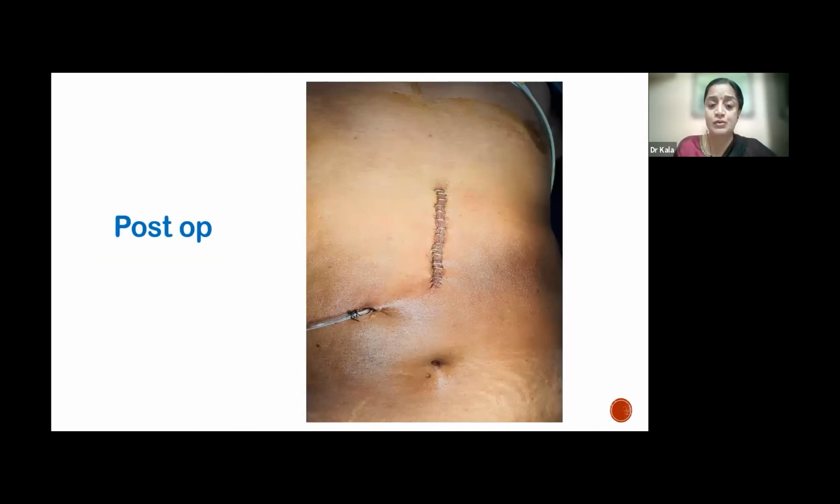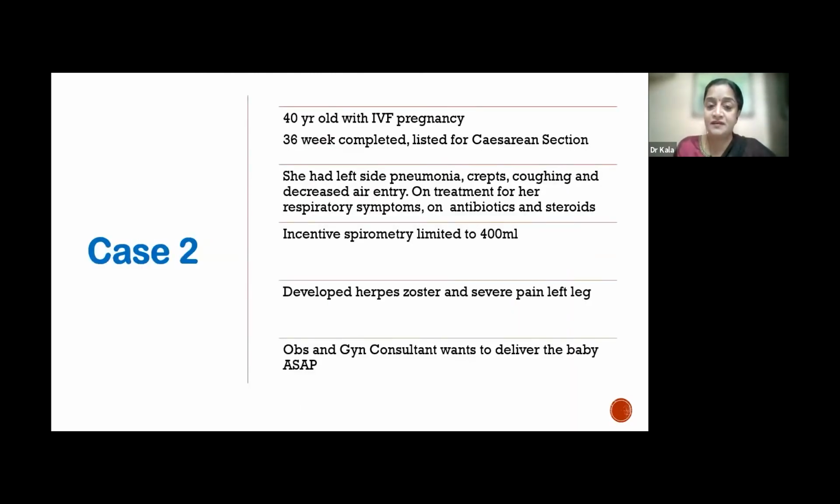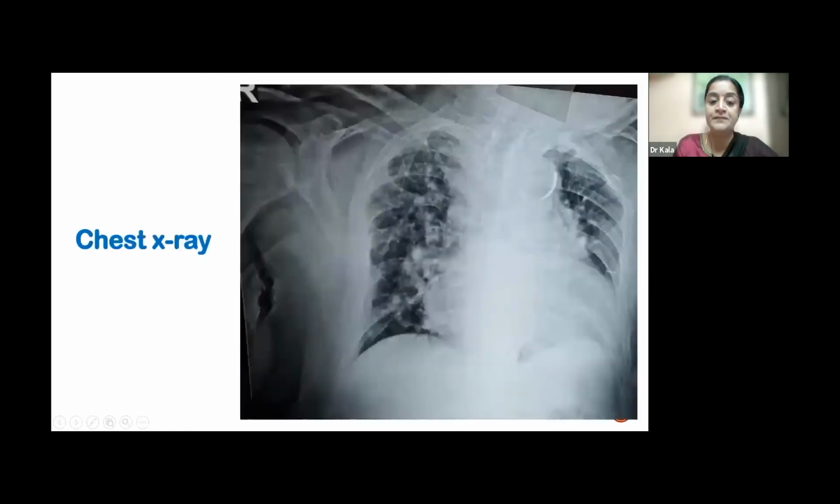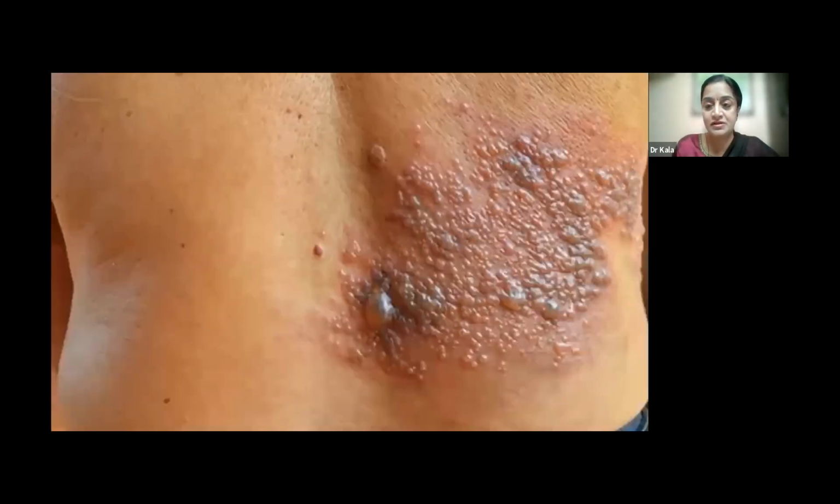Now coming to case 2, this was a 40-year-old patient of IVF pregnancy, 36 weeks completed. She had left-sided pneumonia, crepts, cough, decreased air entry. On treatment for her respiratory symptoms with antibiotics and steroids, she developed herpes zoster and severe pain in the left leg. Her incentive spirometry was limited to 400 ml only. The obstetrician consultant wanted to deliver the baby as soon as possible. Here, this was the X-ray picture, and this was the herpes zoster at the back.